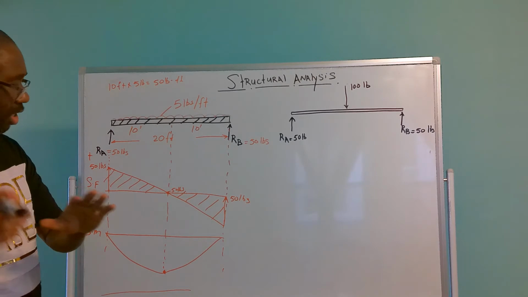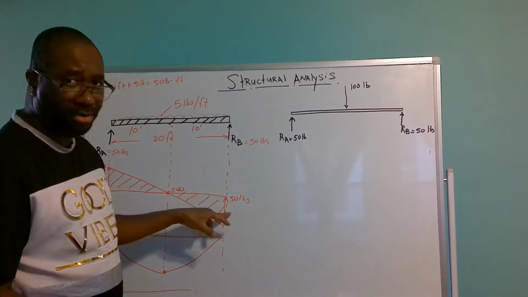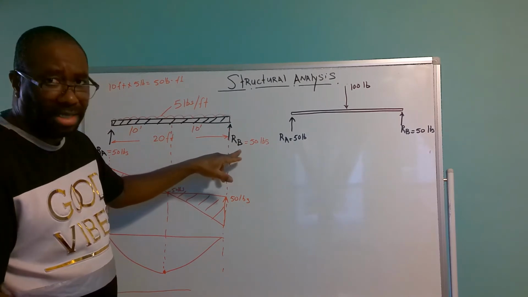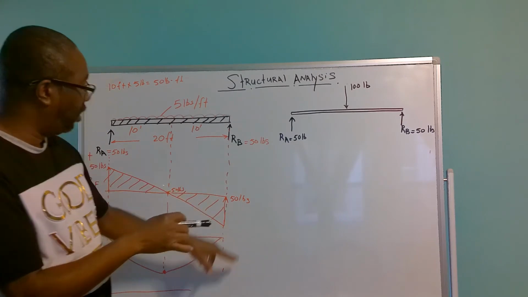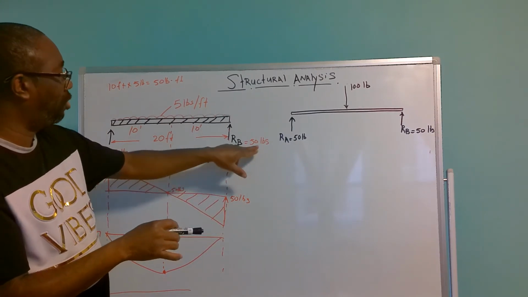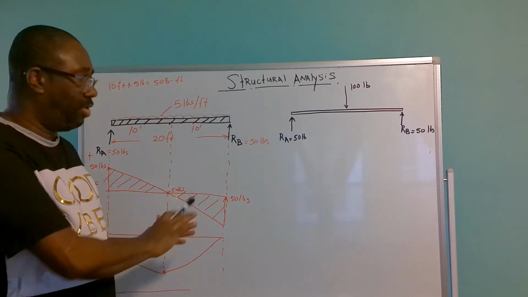So to do a quick recap, the load or the force that you're getting at the end of your shear force must be equal to the load for the reaction at the end. So if you notice I have 50 pounds here and it comes up to 50 pounds here, that means it is closed and my diagram is correct.